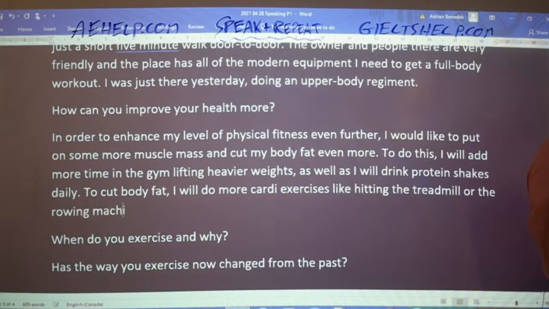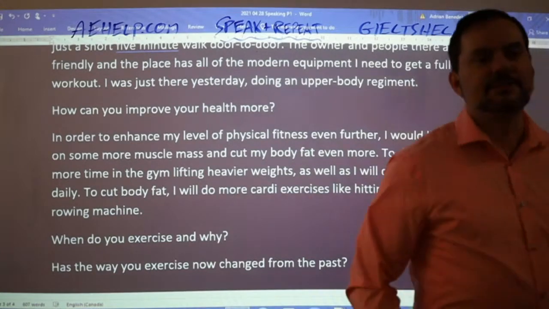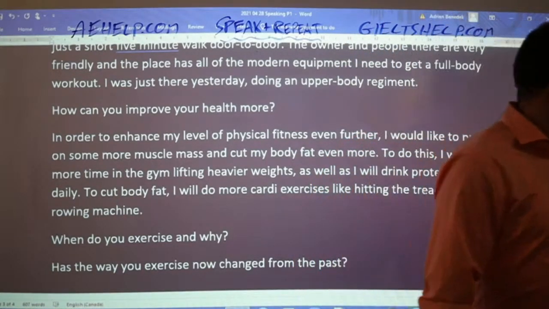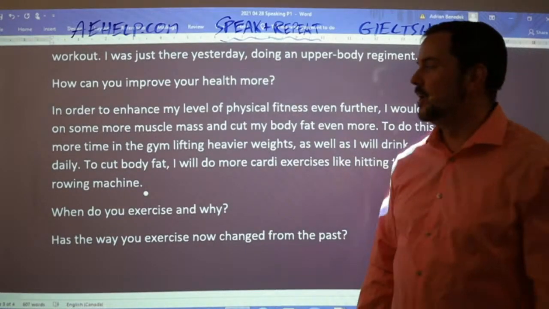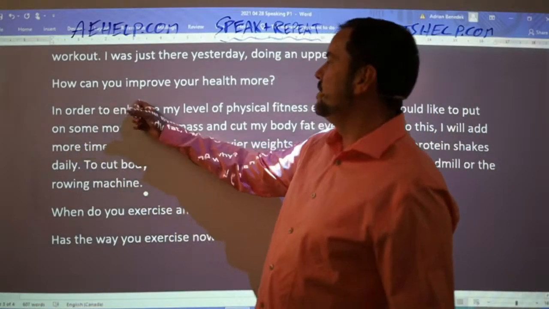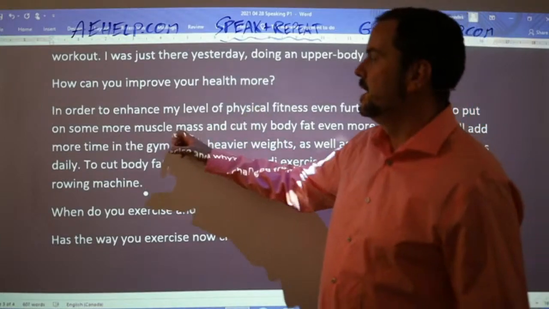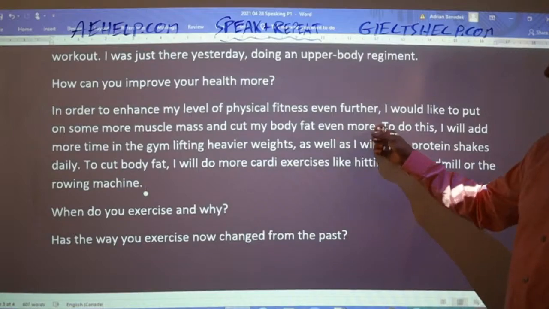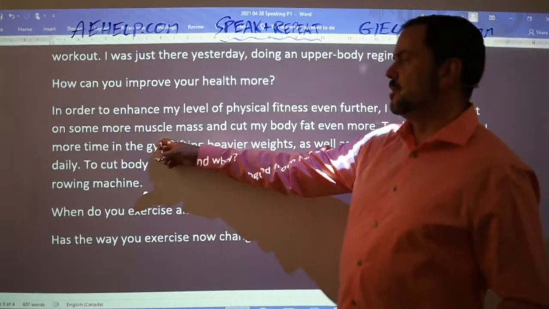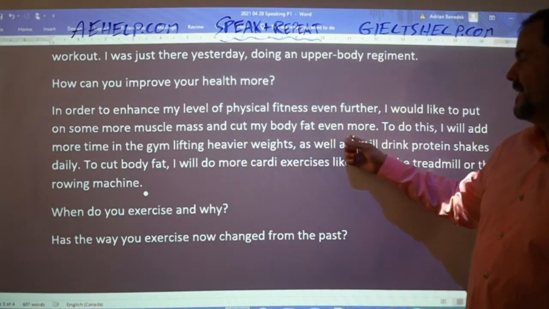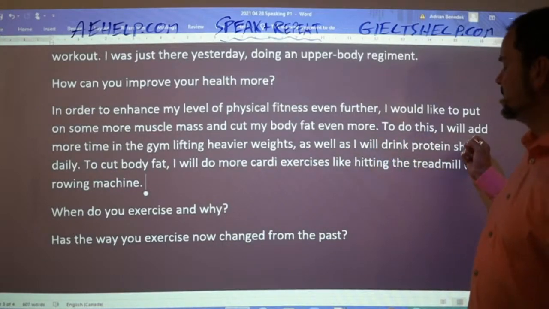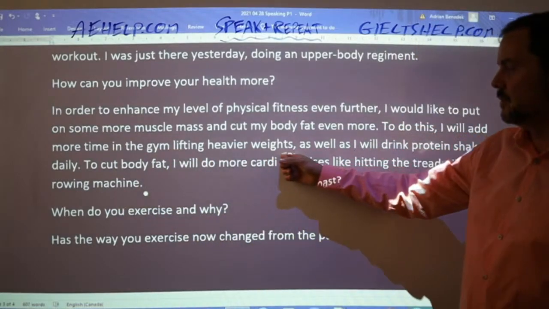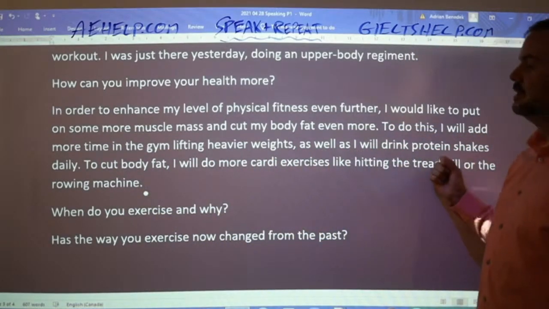All right, just thinking of some new words to give you along the way while I respond to this question. So here we go. Repeat after me. How can you improve your health more? In order to enhance my level of physical fitness even further, I would like to put on some more muscle mass and cut my body fat even more. To do this, I will add greater time in the gym, lifting heavier weights as well. I will drink protein shakes daily.